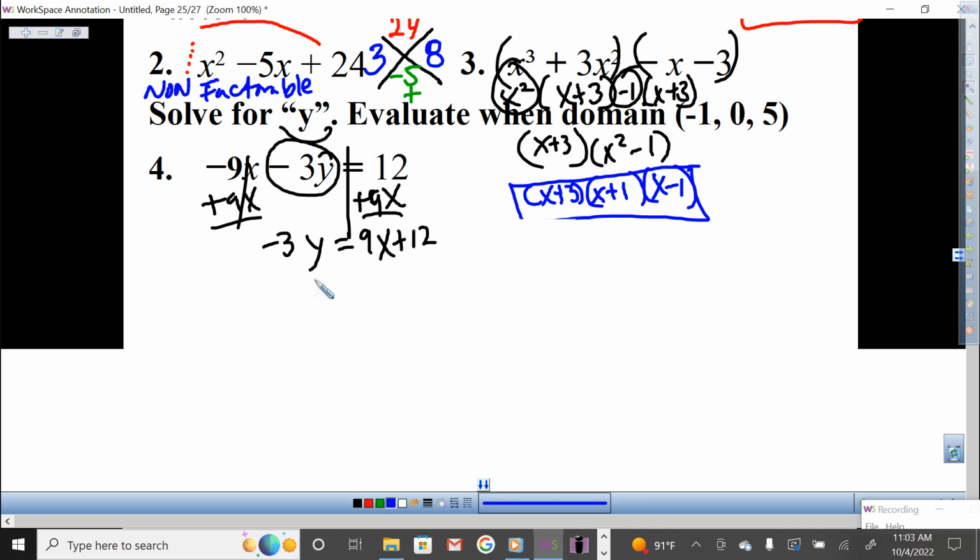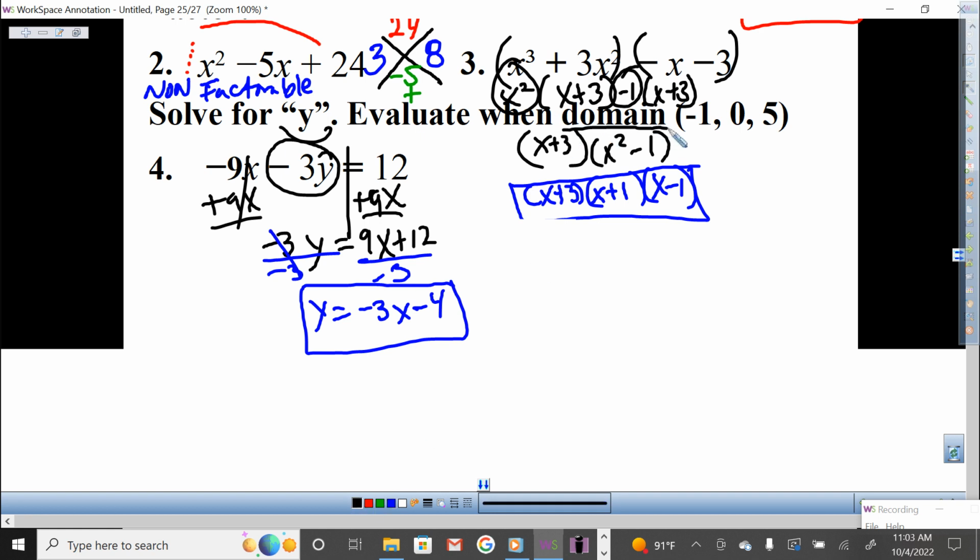What do I do next? Divide by negative 3, divide by negative 3. That leaves us with y equals 9x divided by negative 3, which is negative 3x. 12 divided by negative 3, that's negative 4. Have you got that by yourself? Yeah, some of us? Now they want us to evaluate using the domain.